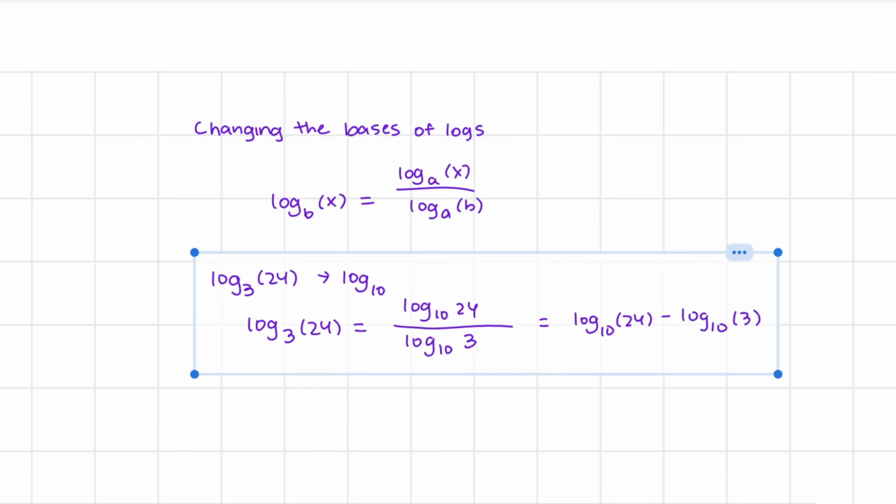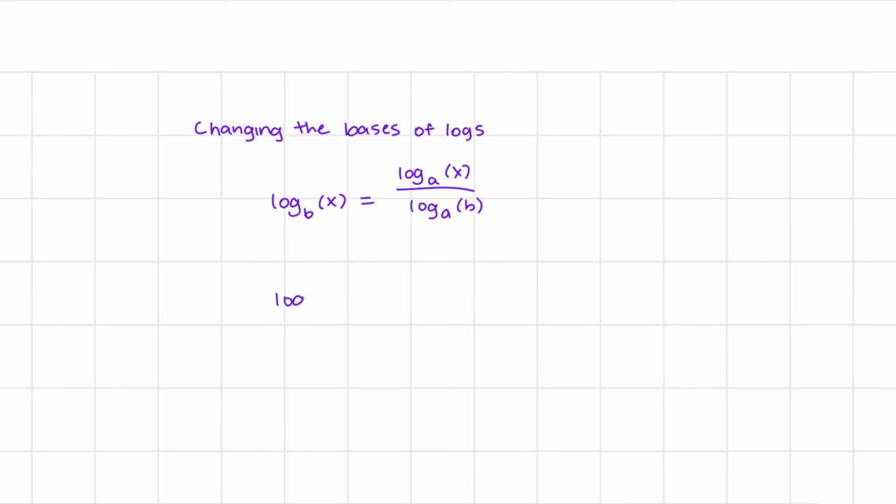Now what if you had log base 3 of x? So you're going to set it up in the same way. It will be log base 10 of the original value, x, and log base 10 of the value of the base, which was 3. So it will be log base 10 of x minus log base 10 of 3.